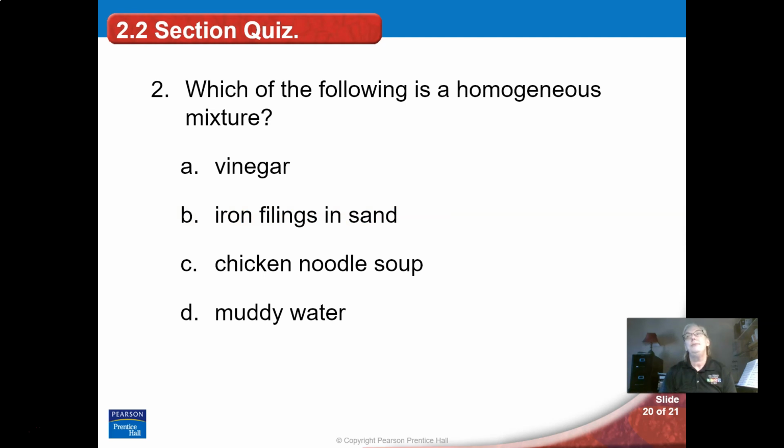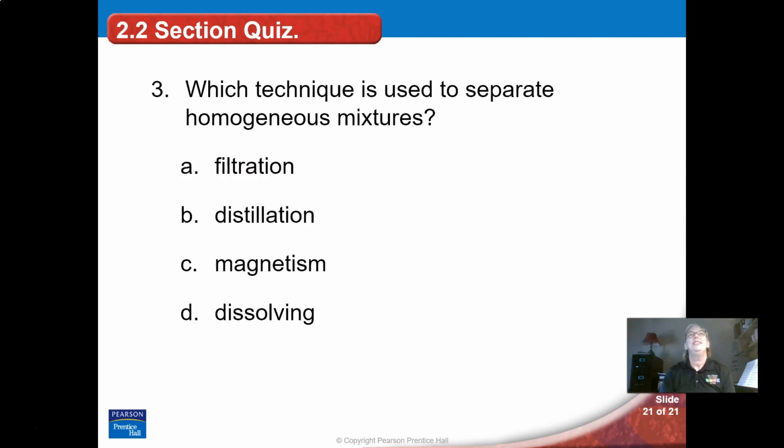So which one of these is homogeneous? Remember, homo means the same. So what looks the same, top to bottom, side to side? What do you think? Alright, let's see what it is. So vinegar looks the same, top to bottom, side to side. It just looks like water. So that's homogeneous.